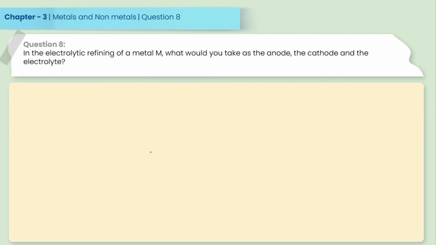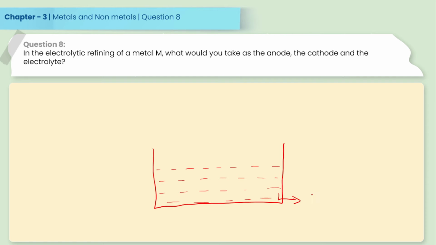For example, let us understand the process of electrolytic refining of copper metal. So we'll take a beaker in which we'll pour salt solution of copper. In this case, let us assume that salt solution to be copper sulfate. So this is the salt solution. Let us assume it to be copper sulfate, which is CuSO4. And we'll take two electrodes and we'll dip them here in the salt solution.